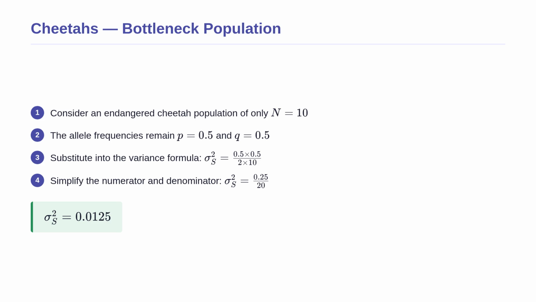Before we move on, let us see what happens if this same species goes through a bottleneck event. Imagine the cheetah population is critically endangered, leaving only 10 individuals. The starting allele frequencies are still 0.5 for both p and q. We do the exact same calculation, substituting n equals 10 into the denominator. The numerator is still 0.25, but the denominator is now only 20. Dividing these values gives us a final variance of 0.0125. This number represents the expected wobble in allele frequency for this tiny group of survivors.